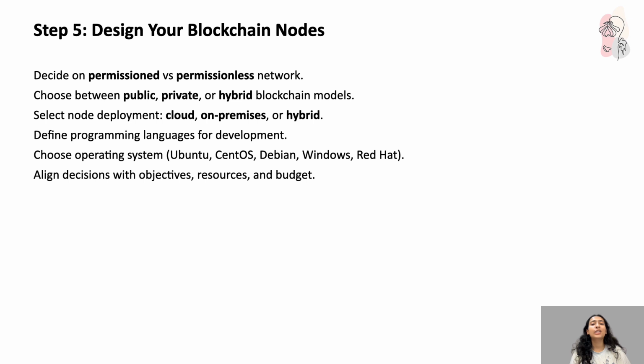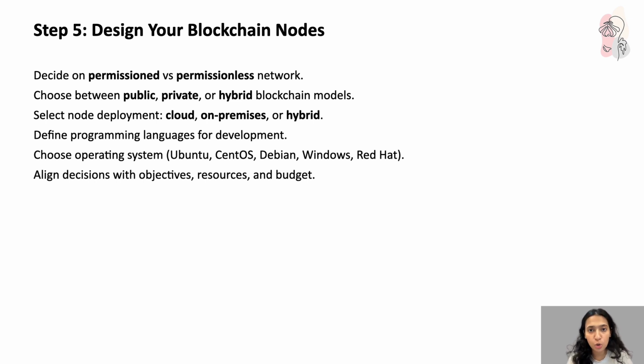Coming to the next, you have to design your blockchain nodes. Now that you've chosen your platform and taken care of consensus, the next step is about shaping the architecture of your blockchain network. This is where some of the most fundamental choices need to be made, like whether your blockchain system is going to be permissionless, like Bitcoin and Ethereum, open to anyone, or a permissioned network like Hyperledger, where access is controlled. Once you've chosen this, you'll be able to make the choice of whether it's going to be a public, private, or hybrid model, depending on how much transparency or confidentiality you want to give to your business stakeholders.